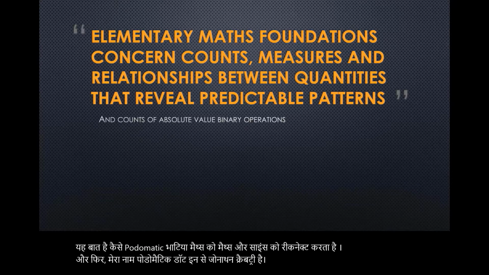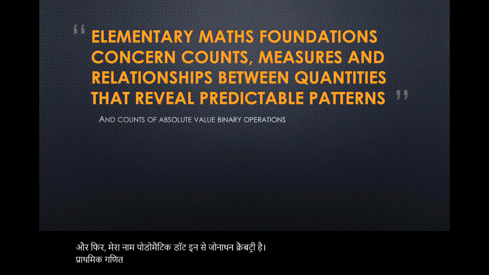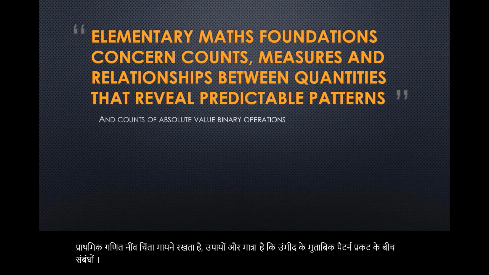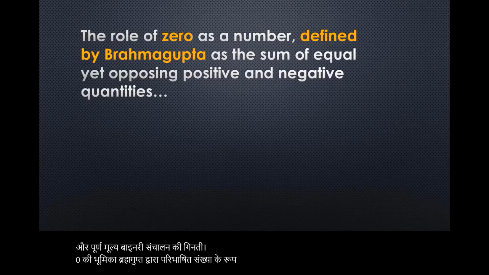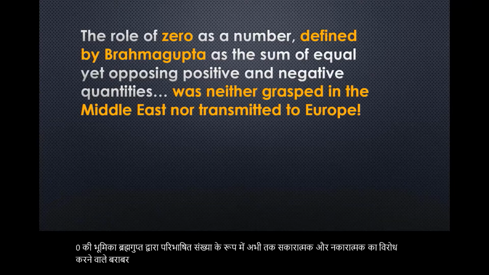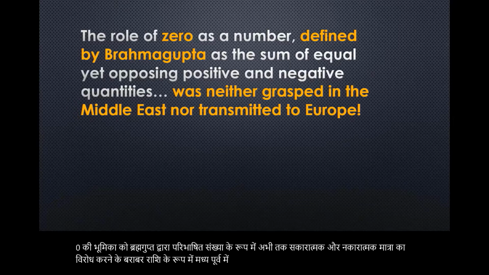Elementary maths foundations concern counts, measures, and relationships between quantities that reveal predictable patterns, and counts of absolute value and binary operations. The role of 0 as a number, defined by Brahmagupta as the sum of equal yet opposing positive and negative quantities, was neither grasped in the Middle East nor transmitted to Europe.